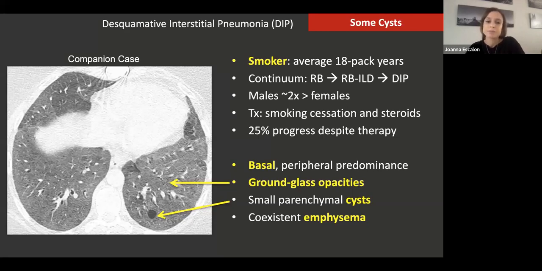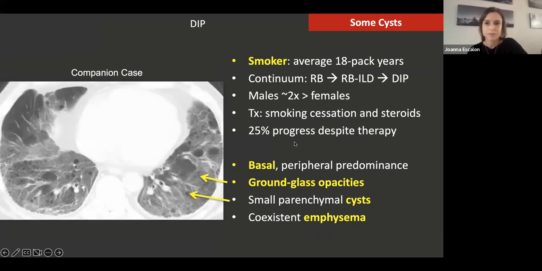It's involving more of the lung as you go from RB to DIP. So RB is really the inflammation and macrophages surrounding the airways, whereas DIP is more diffuse throughout the lung and into the alveolar space. This mainly involves men more than women. The treatment is smoking cessation and steroids, and 25% progress despite therapy. Here's just another companion case with lower lung predominant ground glass opacities and some cysts.